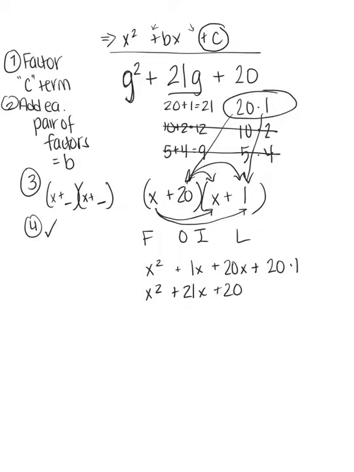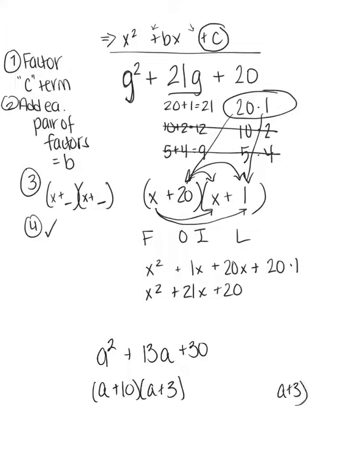All right, let's see if you can do a squared plus 13a plus 30. And hopefully what you're going to end up getting is a plus 10 times a plus 3. Now just as a side note, does it matter if you wrote it as a plus 3 times a plus 10? No, it really doesn't. You're still going to end up getting the same thing here.